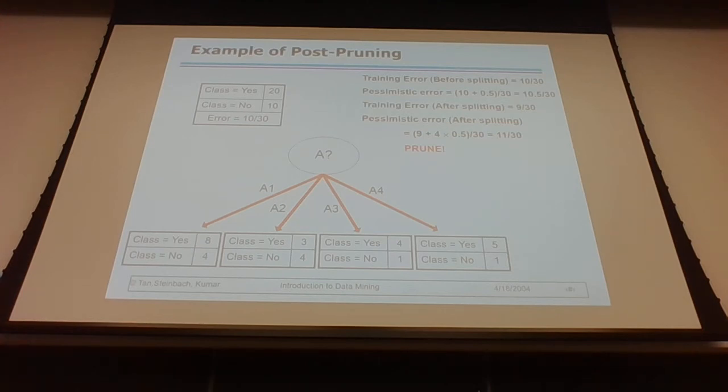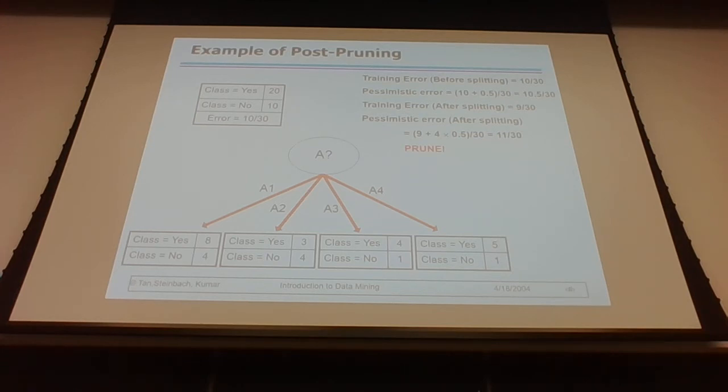So there are 2 classes, yes or no, and there are 20 yes and 10 no, and the total error is 10 by 30. That is the error. So training error before splitting is 10 by 30, and what is the pessimistic error? Training error before splitting is 10 by 30. This is my optimistic error estimate, because I assume that training error is the same as test error for the optimistic error estimate. So now what is the pessimistic error? Then 10 by 30 that was there already plus 0.5 multiplied by 30. No, what is that?